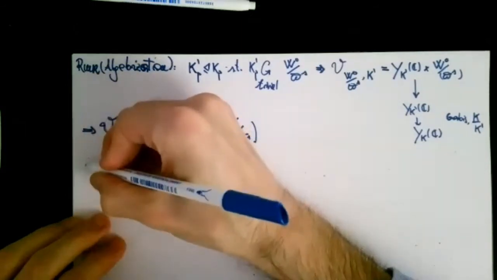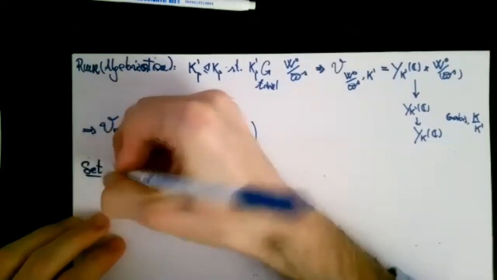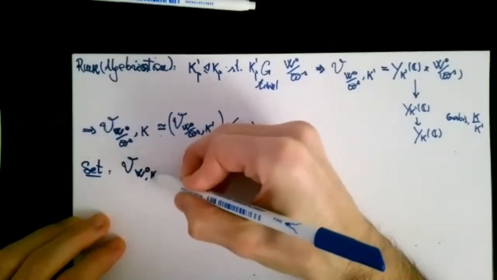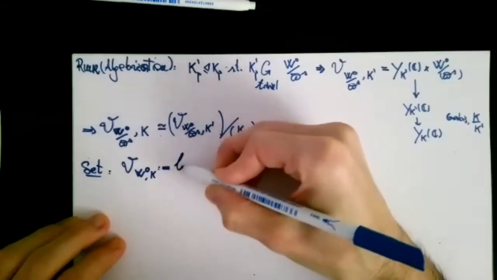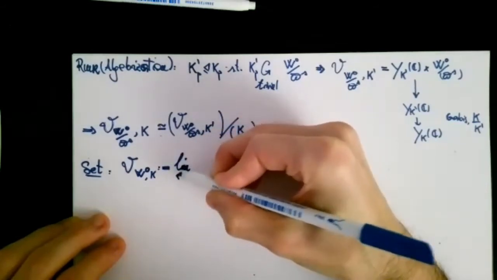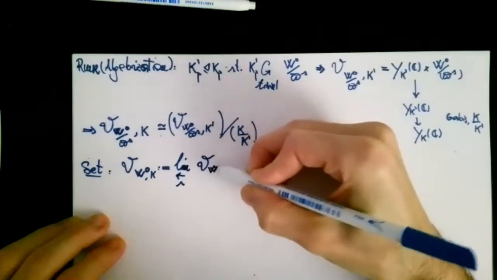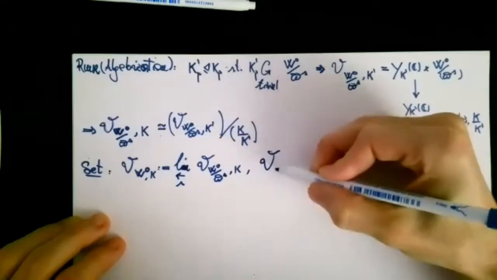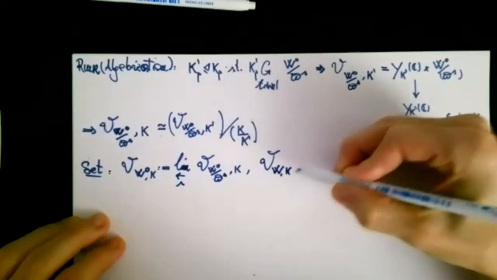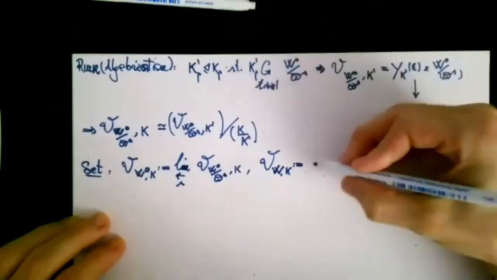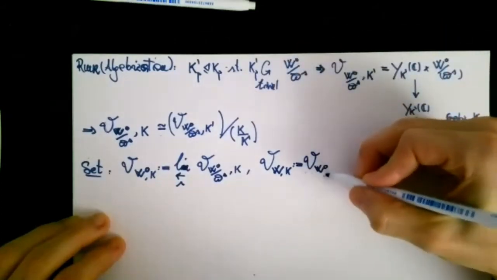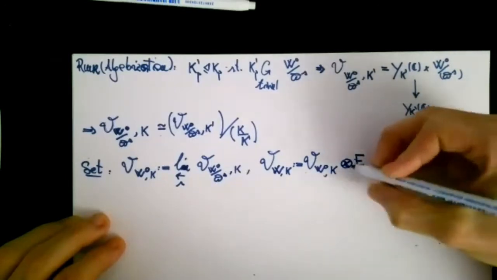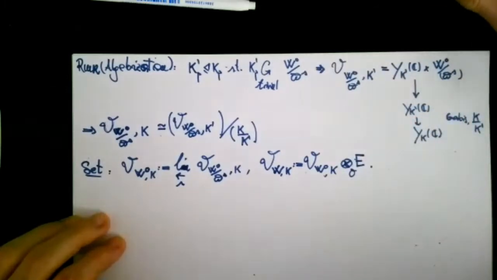And so we set V W naught comma K, by definition, to be the inverse limit over S of VW naught omega S comma K, and VW K by definition is just the extension of scalars over O.